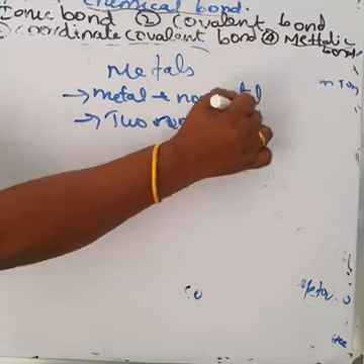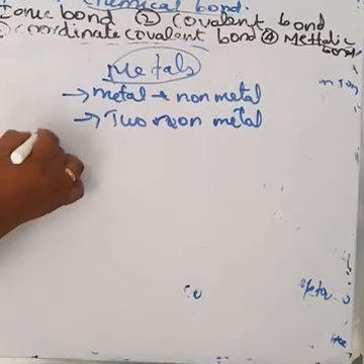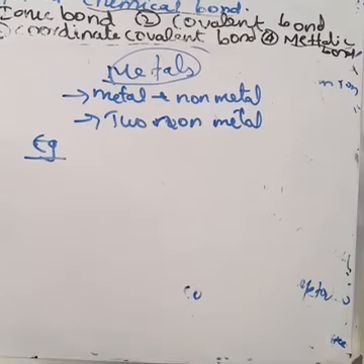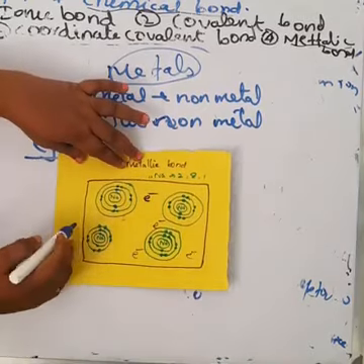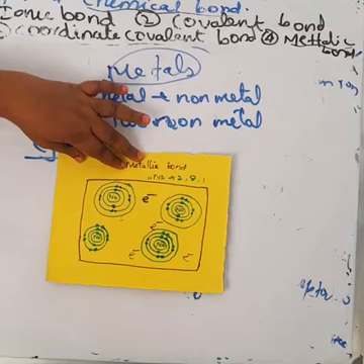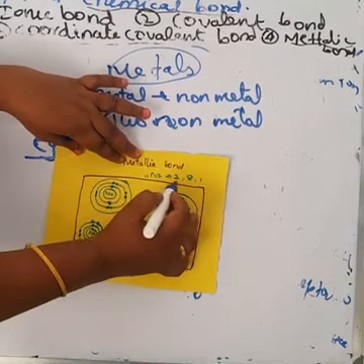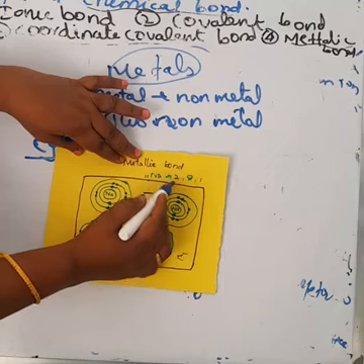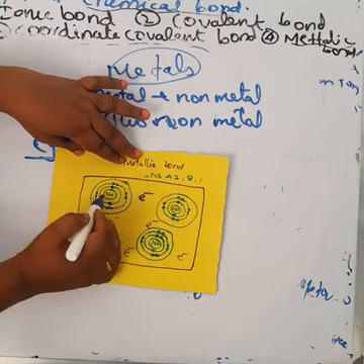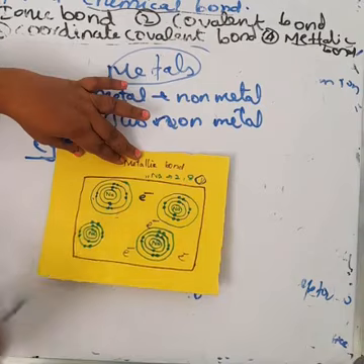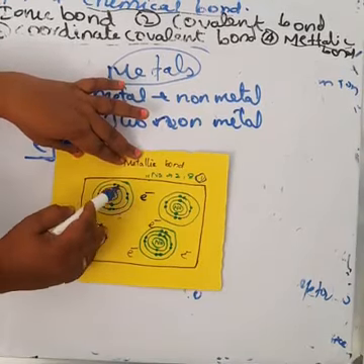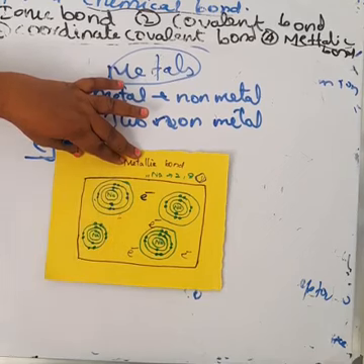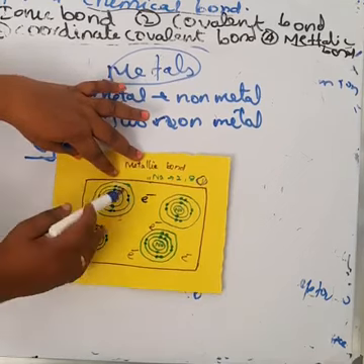Here, as an example of a metal lattice structure, we are taking sodium metal. Do you know the atomic number of sodium? 11. The electrons are occupied in the orbits: first orbit 2 electrons, second orbit 8 electrons, and finally only 1 electron.